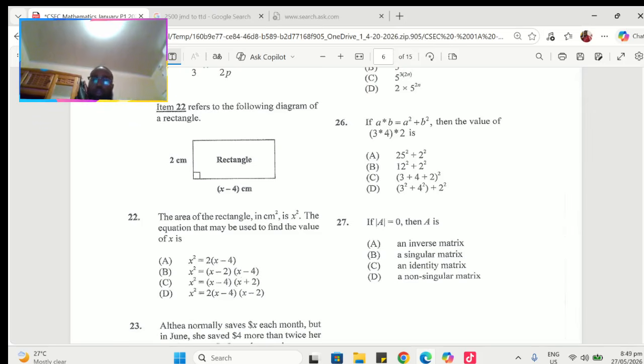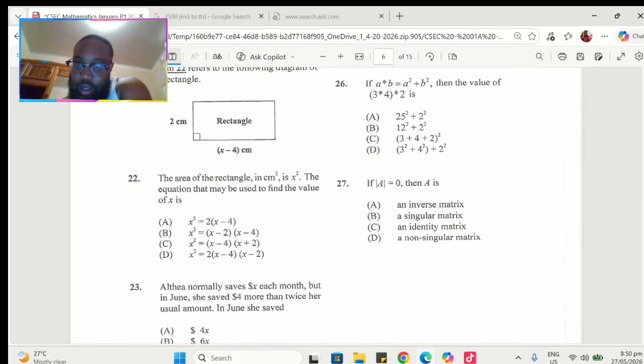You'll see. Number 22 now refers to the following diagram of a rectangle. 2 centimeters here, x minus 4 centimeters here. The area of the rectangle in cm squared is x squared. The equation that may be used to find the value of x, so the area of a rectangle is length by width. So it's going to be this multiplied by this. If you look at A, it has 2 right outside the brackets of x minus 4.